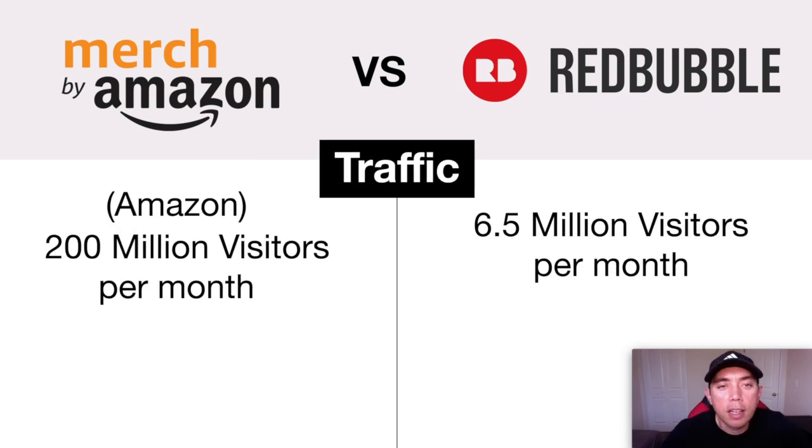So the next thing I want to talk about is traffic. RedBubble, if you search on the internet, you just type in RedBubble traffic, they get about 6.5 million visitors per month, which is a lot. It's amazing. But Amazon is just a beast, and they get 200 million visitors per month. And again, that's Amazon as a whole.